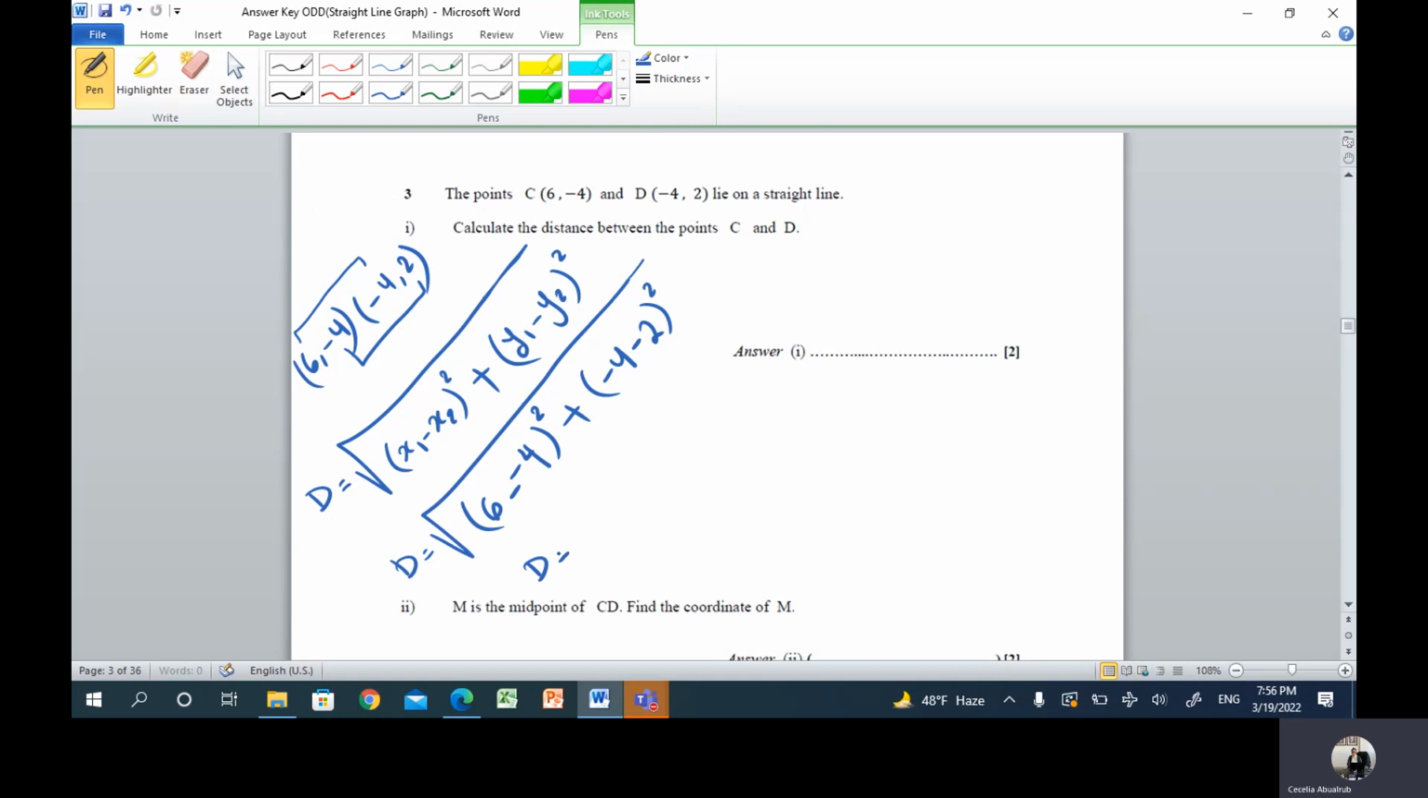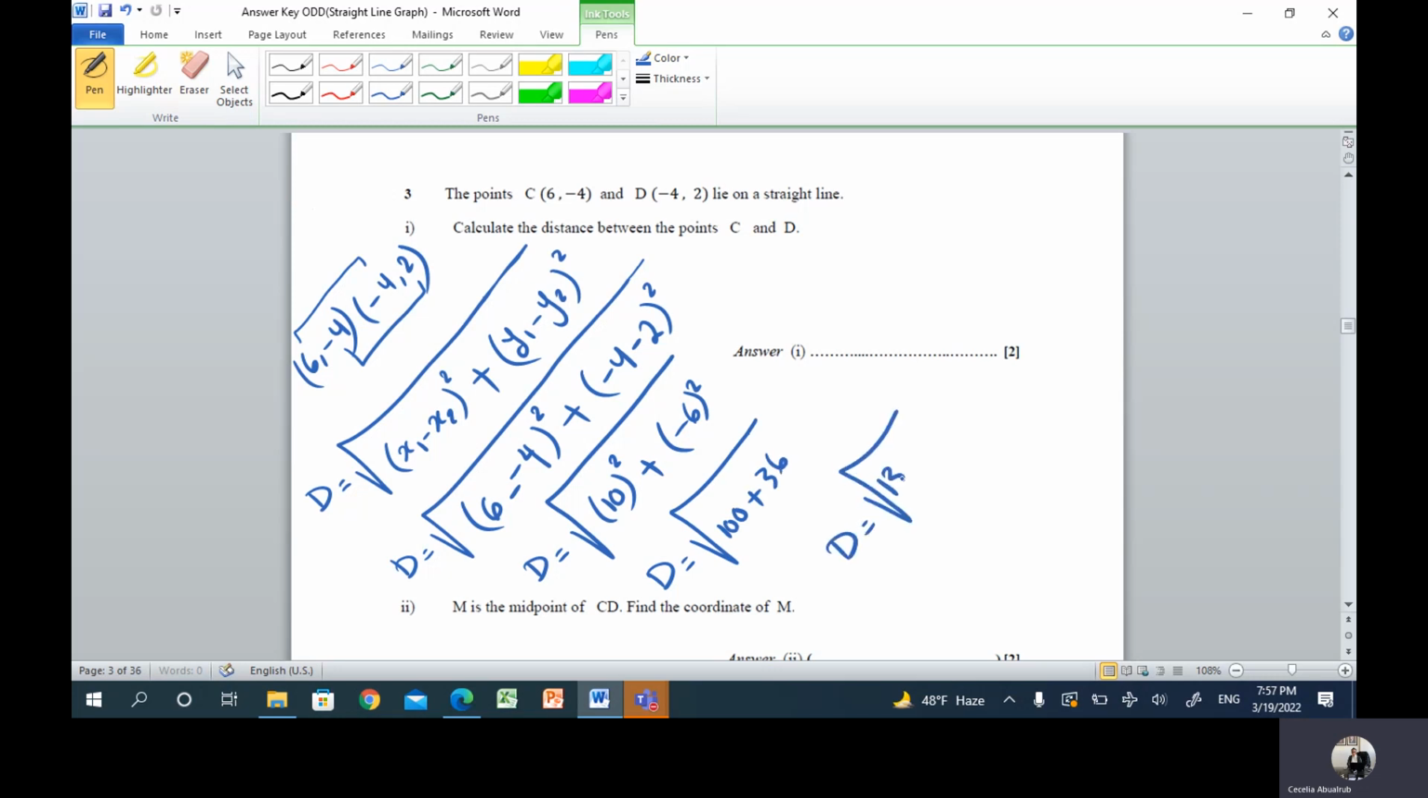So D equals to square root of 6 minus 4, it's 2, to the power of 2 plus negative 4 minus 2, it's minus 6 to the power of 2. So D equals to 100 plus 36. So D equals to square root of 136.